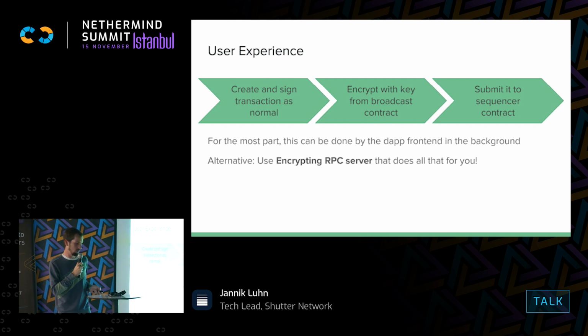If the DApp does not integrate this functionality yet, but users still want to use it, we will provide what we call the encrypting RPC server, which is just a normal JSON RPC server that users can configure in their wallet. And then this RPC server, whenever you send a transaction to it, will perform these last two steps for the user. This means you have to trust them to not front-run you, but at least you don't have to trust anyone else to not do this. So it's kind of a stepping stone that makes transitioning very easy without anyone else, in particular the DApp, having to participate.